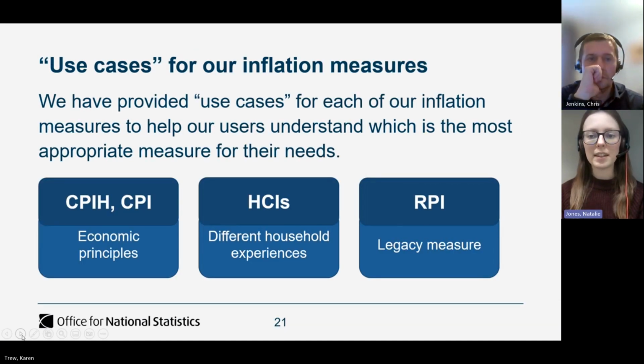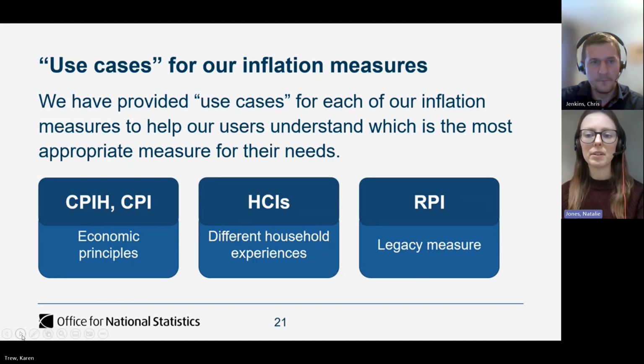So Chris Jenkins has talked you through our range of consumer price statistics earlier. As a reminder, we have 4 different measures. The CPIH and CPI measures are based around economic principles, and the CPIH is our most comprehensive measure, while the CPI is comparable across the EU and the USA. The household cost indices provide insights into different household experiences of inflation, while the RPI is our legacy measure. Can move on to the next slide, please.